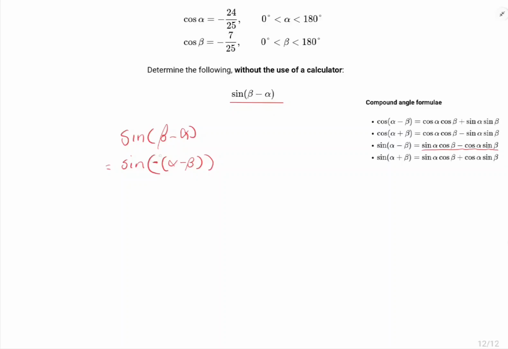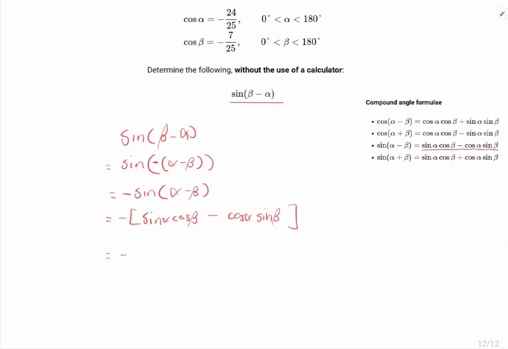So now this is a negative angle. Look at this as one angle. The A minus B is one angle and it's negative. What do we know about negative angles? If it's sine of a negative angle, the negative goes at the front of the sine, and we end up with a positive angle. So let us go ahead and expand it then. Write the whole expansion in a bracket. It's going to be sine A cos B minus cos A sine B.